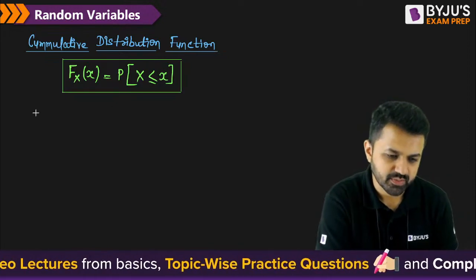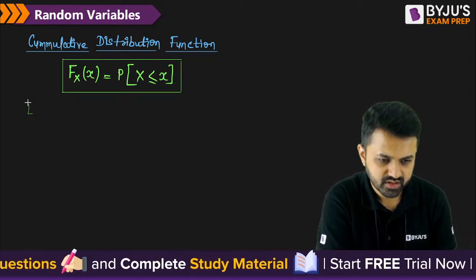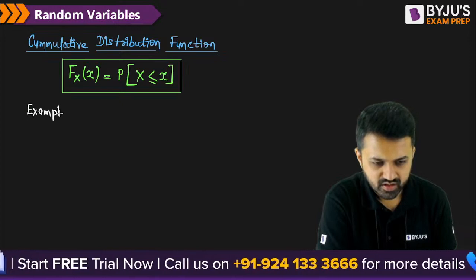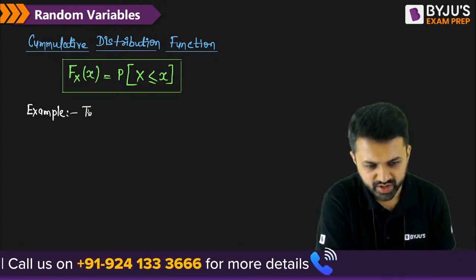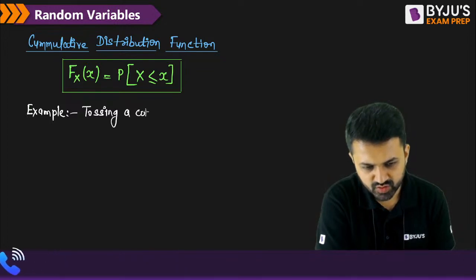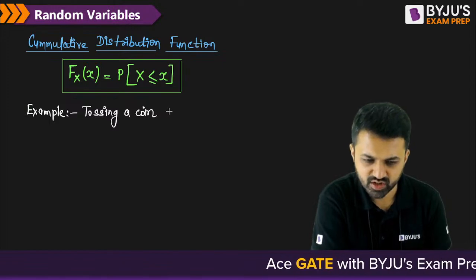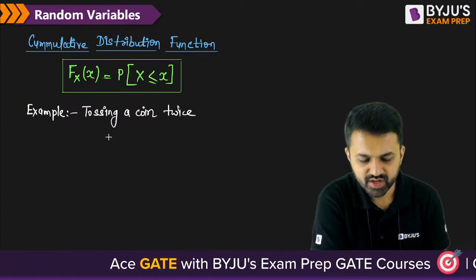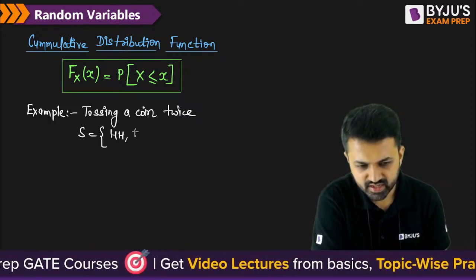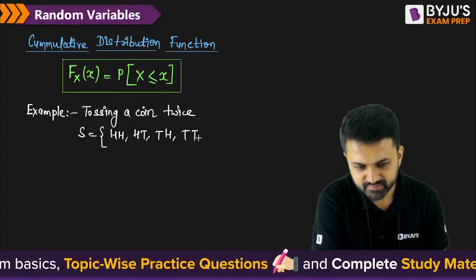Suppose we perform an experiment. Suppose, for example, tossing a coin twice, or simultaneously tossing two coins, you can say either one. Tossing a coin twice will give us the sample space: head head, head tail, tail head, and tail tail.